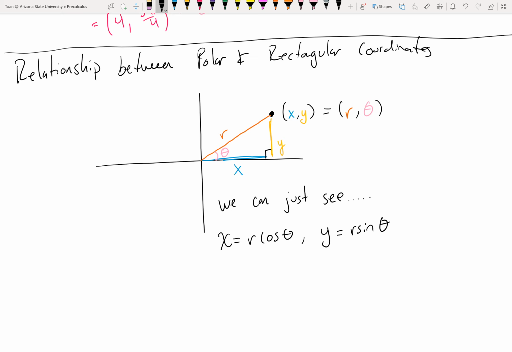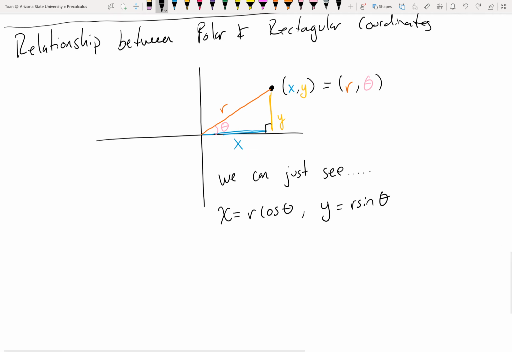If we want to go the other way around, suppose you had the rectangular coordinates x and y, and you want to figure out the polar pieces. Well, let's do it one at a time. So suppose you have the rectangular coordinates x and y, and you wanted to figure out r. Well, that's very easy. The highlighted pieces are all side lengths of a right triangle. We have Pythagoras' theorem that connects those three pieces of information. So we can just see that r squared is x squared plus y squared.